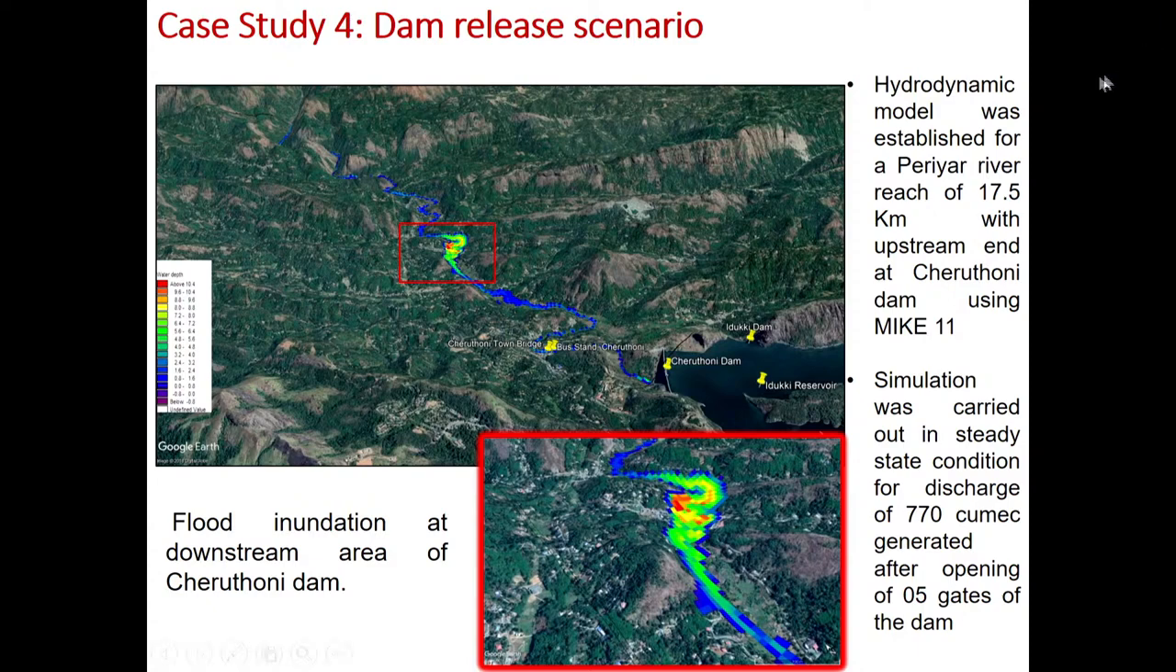So what we did is we generated the HD model right from this Cherudheni dam till 17.5 kilometer downstream using the Mike 11 software. At this particular Cherudheni dam, which was our upstream boundary, we gave this 770 meter cube per second as a discharge, and we tried to see what is the impact on the downstream side.